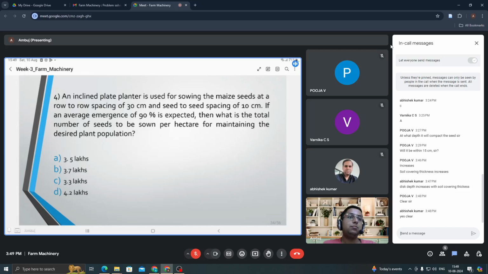Okay. Very simple, very easy question. In one line or two lines, you can solve it. Just try to solve it, okay? And try to give the explanation also.